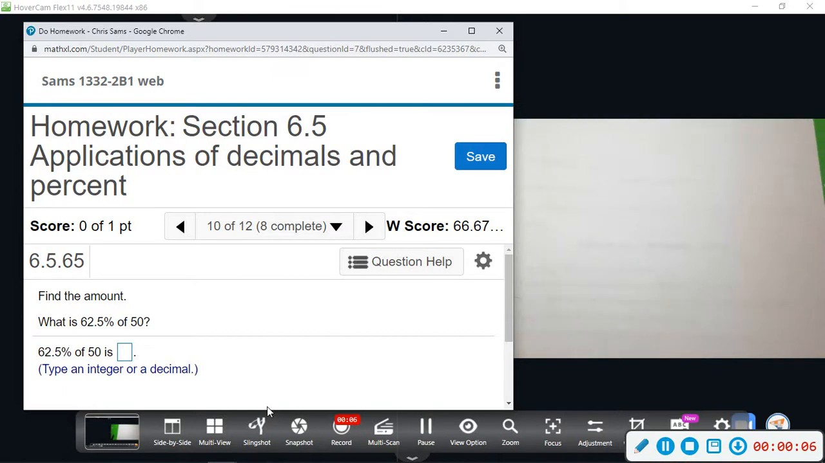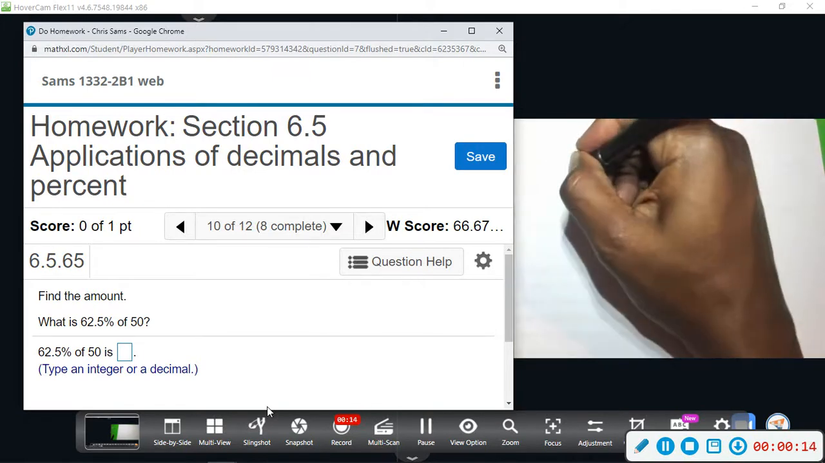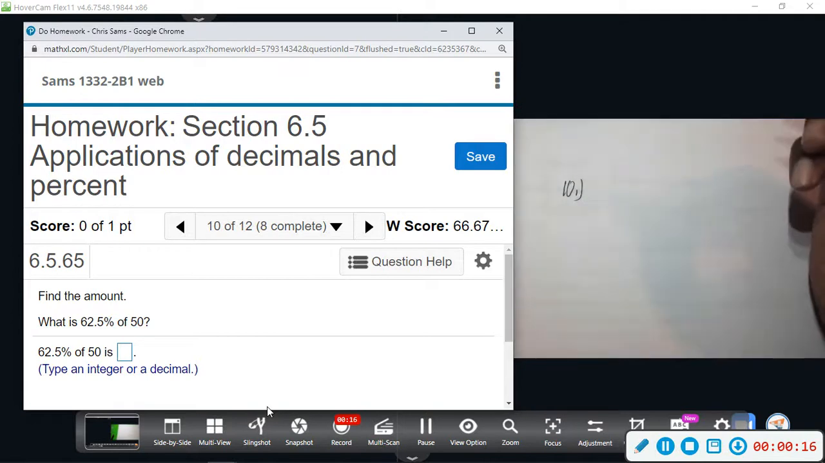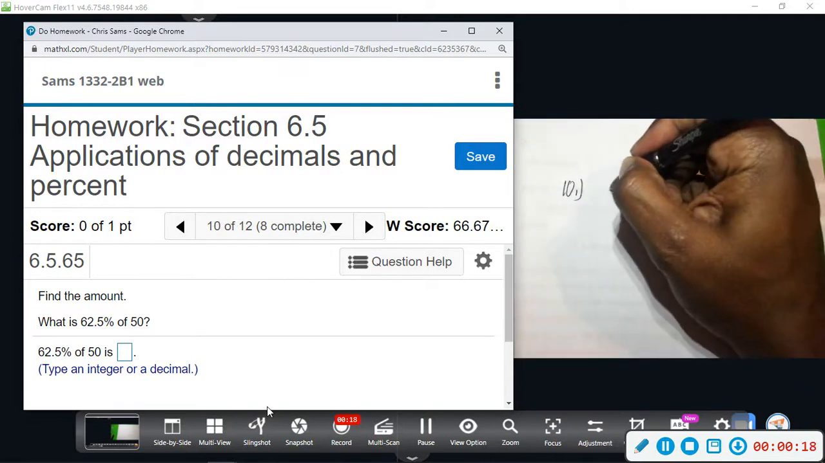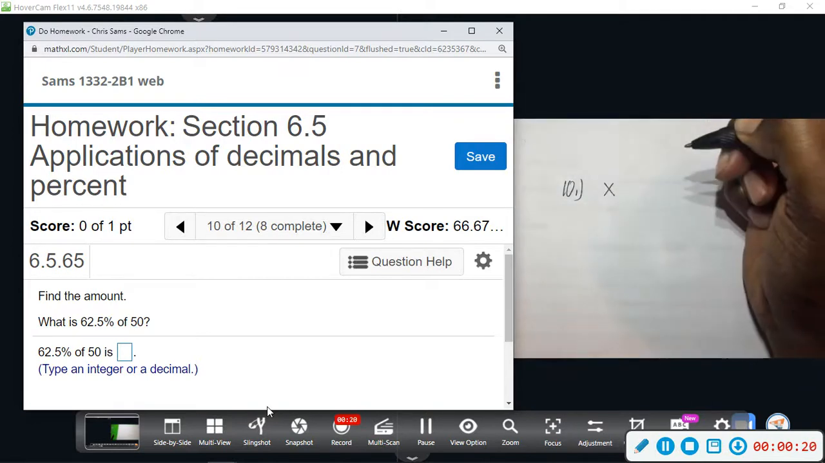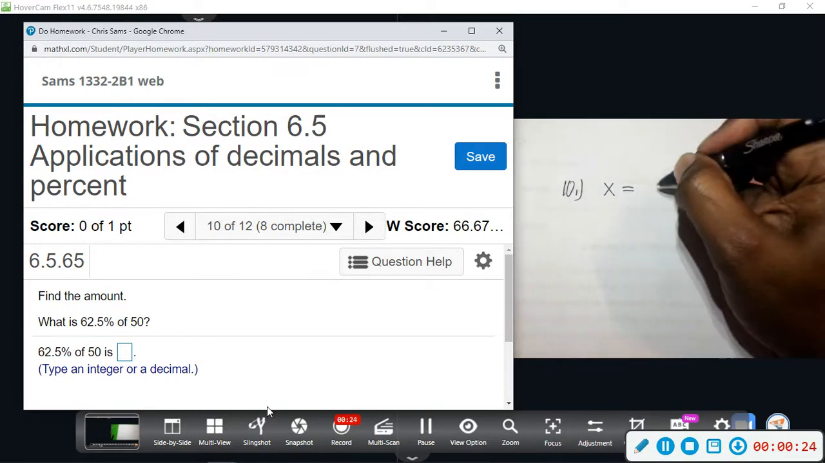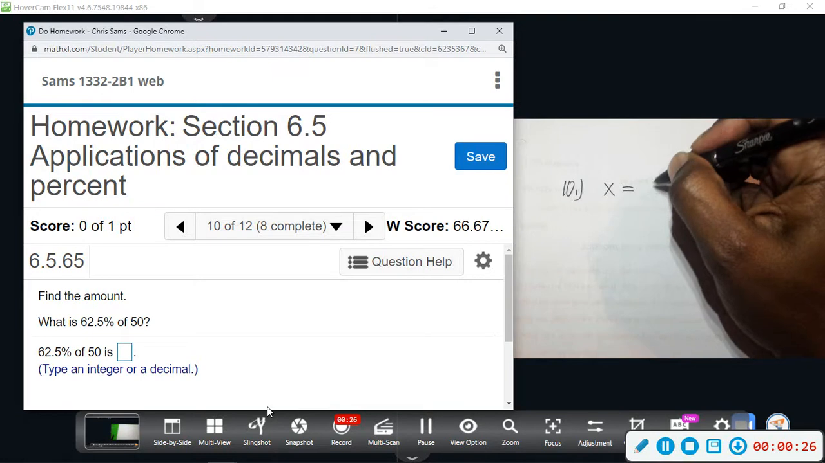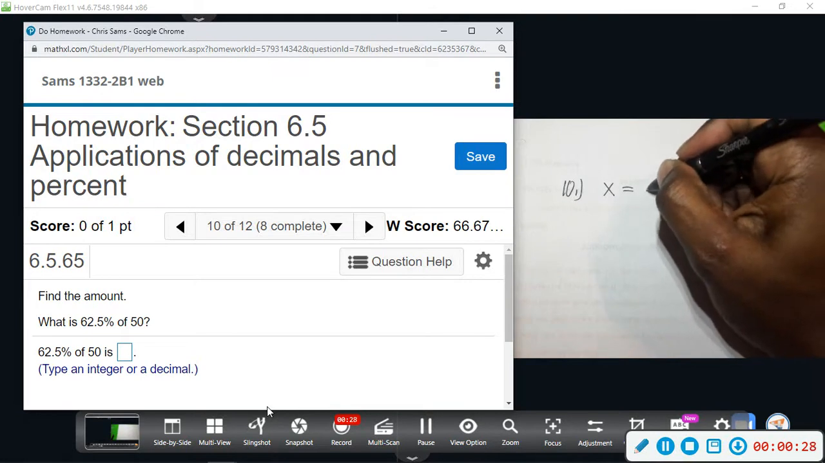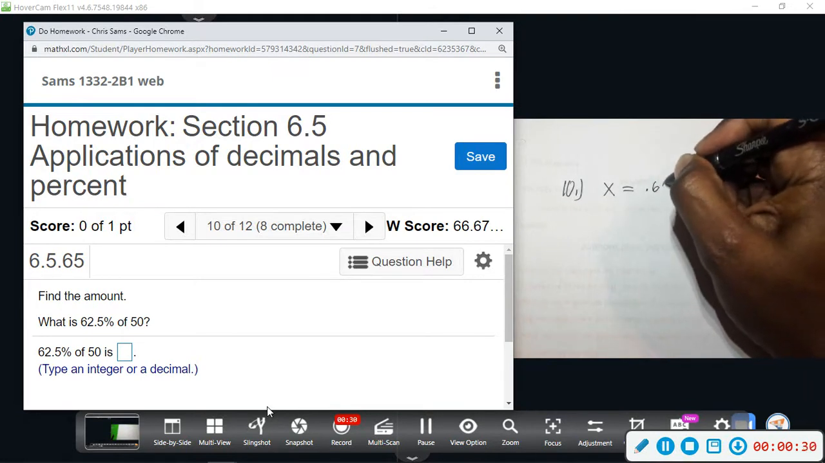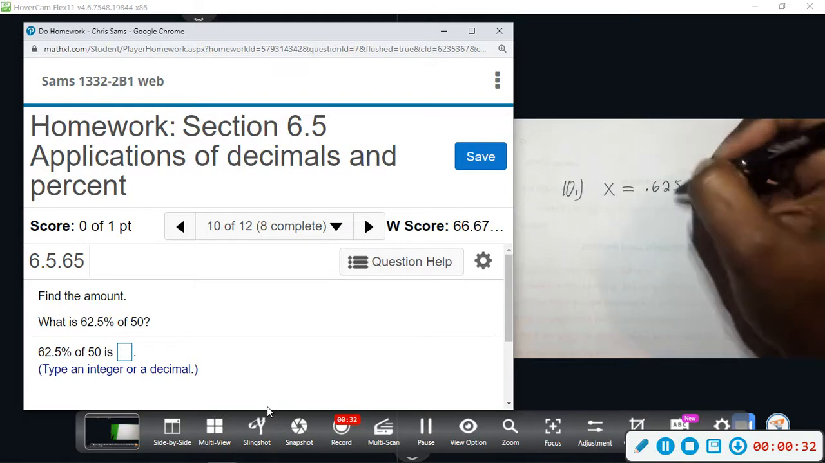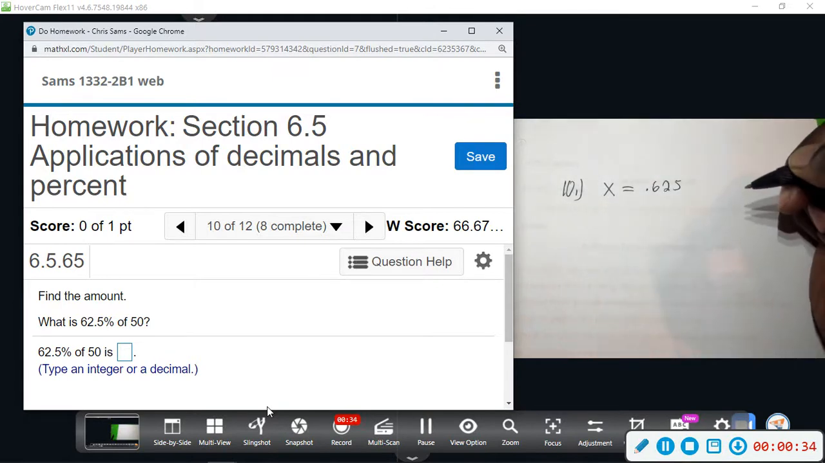Number 10, we have what is 62.5% of 50. So again, whenever I'm trying to do this, I want to write an equation. So what unknown, I'm going to just put an X, is translates to equals 62.5%. So as a decimal, it's going to be 0.625. Just moving the decimal 2 times to the left.